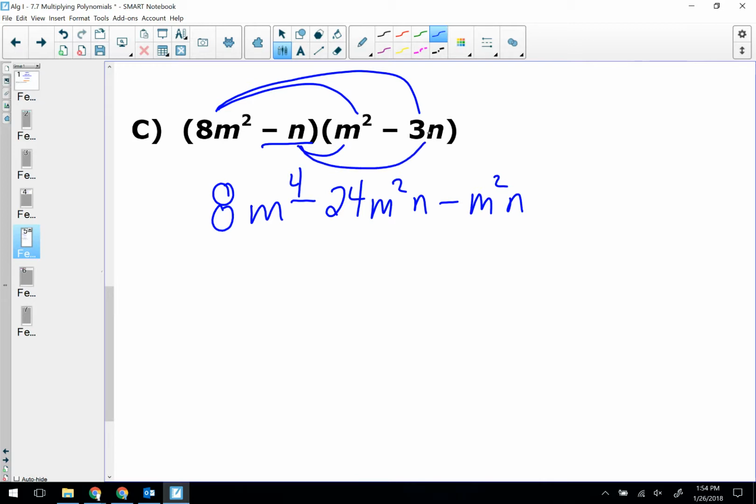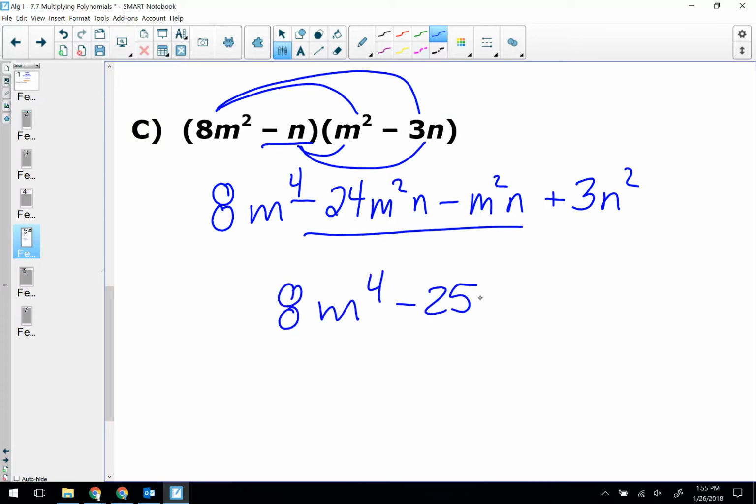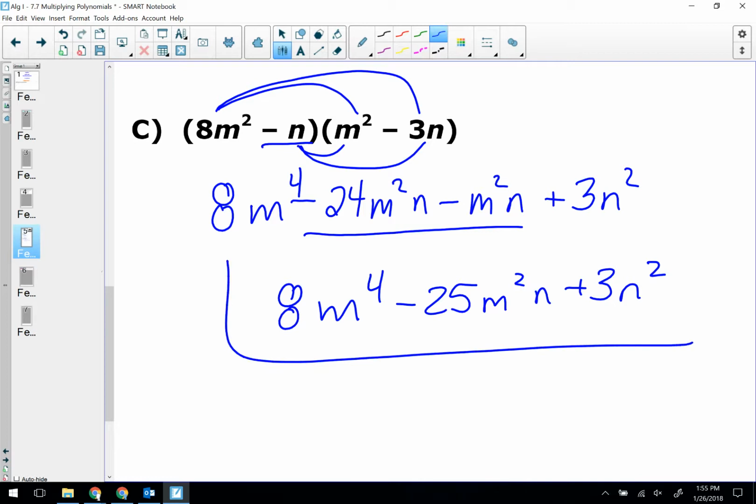Okay, let's finish up this FOIL process. Our lasts, a negative and a negative make a positive. N and 3n make 3n squared. Now, combine like terms in the middle. 8m to the 4th minus 25m squared n plus 3n squared. And there's my answer.